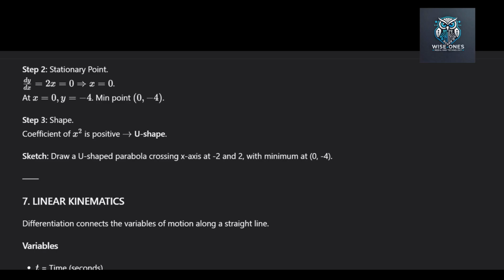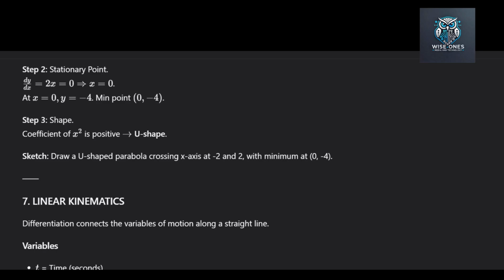Step 3, shape. The coefficient of x squared is positive 1. This means it is a U-shaped parabola. Sketch, draw a U-shaped parabola. It crosses the x-axis at negative 2 and 2. It has its minimum at 0 comma negative 4. This gives you a clear picture of the function.